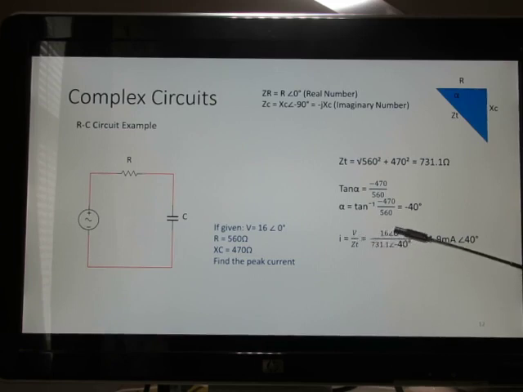So here we are, we end up with 731.1 for Z at minus 40 because it's X sub C, and we get 0 minus negative 40, we get 40 degrees. So the current leads the voltage in an RC circuit.